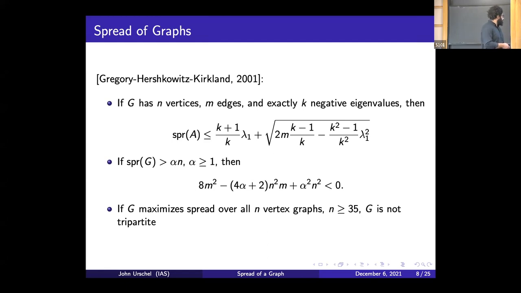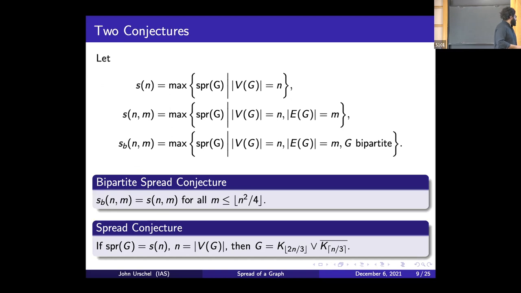Using the same type of bound, they can say that if your spread is sufficiently large, it has to satisfy some condition saying that you can't have too many edges. And the last thing they show is that for n sufficiently large, greater than or equal to 35, if a graph maximizes spread over all graphs with a certain number of vertices, then this cannot be tripartite. Okay? So they prove a cornucopia of many different types of results in different settings, but they made two big conjectures that they tried to make some progress on and made some wild statements about, which are the following two things.